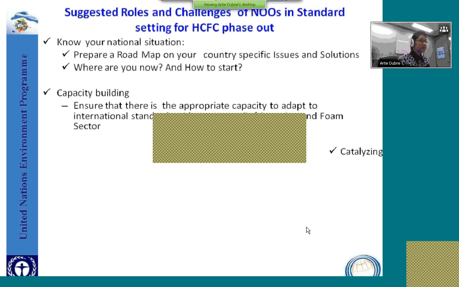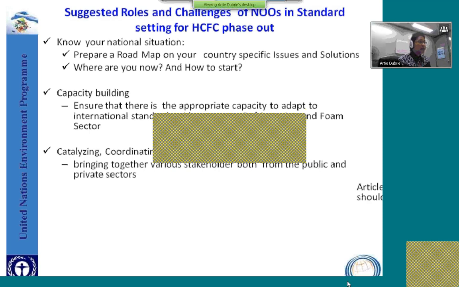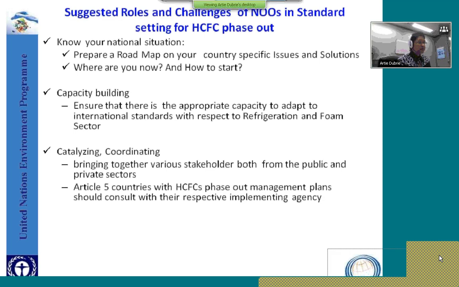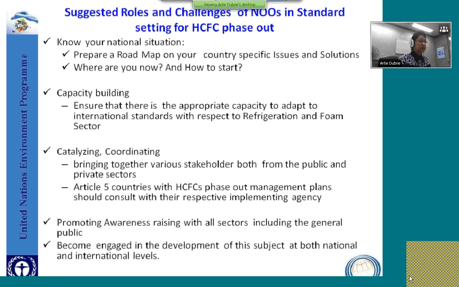that one of the key issues is capacity building. In the capacity building, we need to ensure that there is appropriate capacity to adapt to international standards with respect to refrigerants and the foam sector. So we need also to catalyze and coordinate. We need to bring all your stakeholders together, both from the public and the private sector. And for the Article 5 countries with HCFC management plans, we will suggest that you work with your respective implementing agencies, the Montreal Protocol implementing agencies, to see what can be offered under your present management and processes for HCFCs. And, of course, promoting awareness raising in all sectors, including the general public.